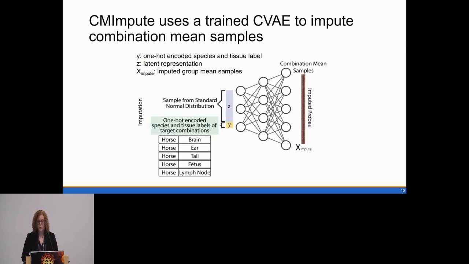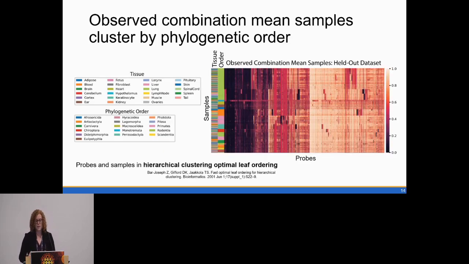Once trained, the labels of the target species and tissue combinations can be inputted into the decoder, which, with the learned species and tissue relationships, imputes a combination mean sample representing the mean methylation level of each missing species tissue combination. To test CM-impute, we performed a 5-fold cross-validation analysis. For each fold, combinations were randomly selected with the criteria that when a species tissue combination was held out, there was still same species, different tissue, and same tissue, different species data available during training.